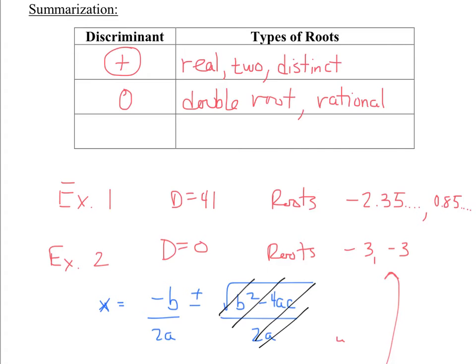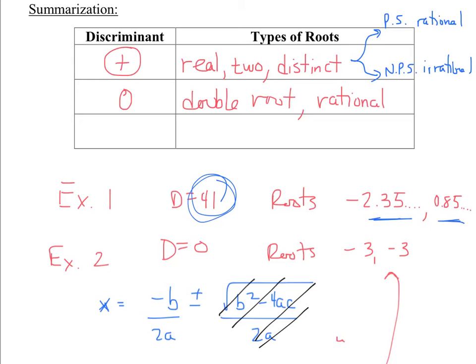So look at this discriminant up here. If the discriminant is positive, we know that the roots will be real, there'll be 2 of them, and they'll be different. But we can subcategorize. We could say if it's a perfect square, then the roots would be rational. If it's a non-perfect square, the roots are going to be irrational. Since 41 was a non-perfect square, we got irrational roots. And that comes about because you can't take the square root of a non-perfect square.